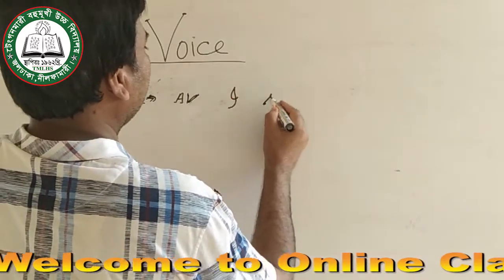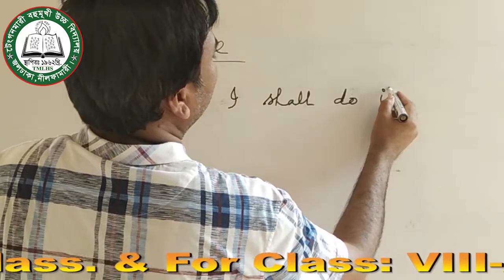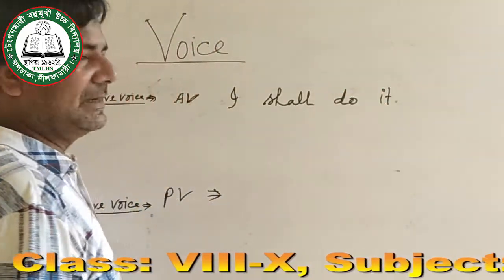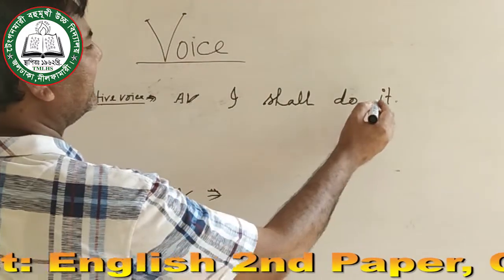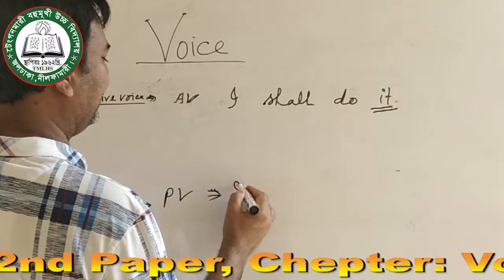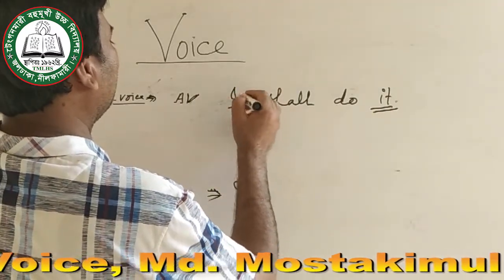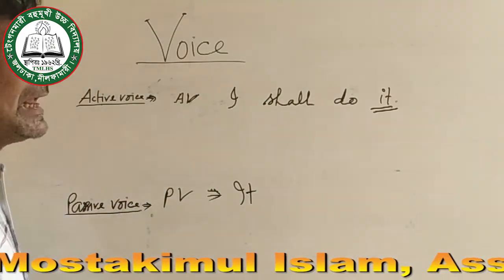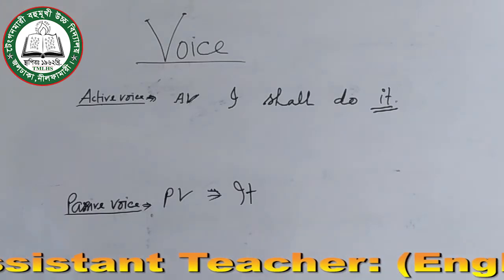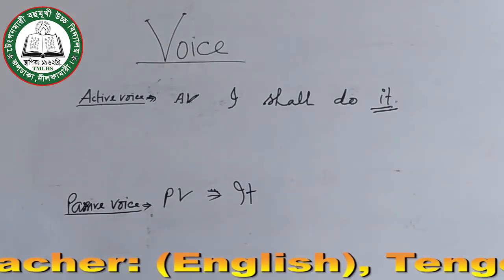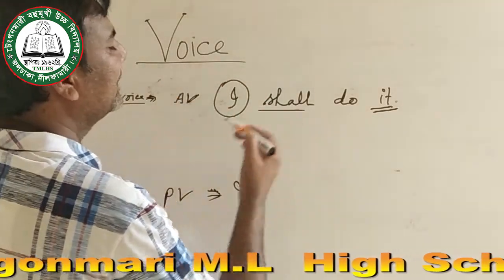Here, I shall do it. My dear student, it is another example. Look at with very attention. Now this is object, it. Okay, we use shall, especially we use shall when the subject of a sentence becomes first person I. So I here is first person, so here is shall.